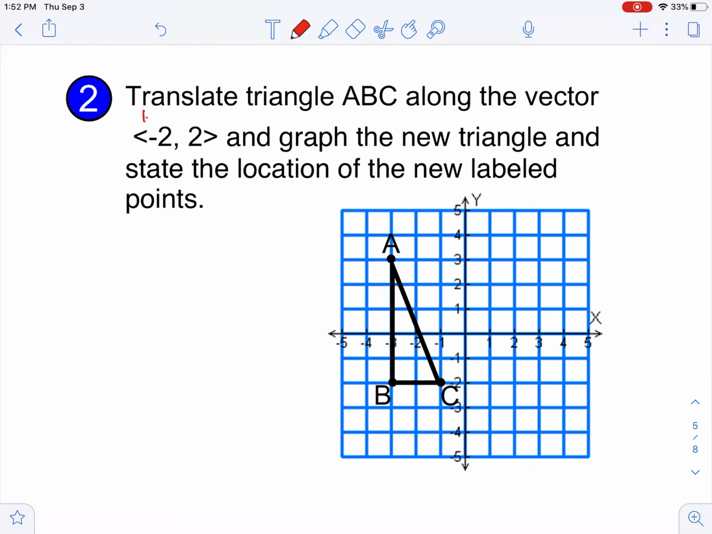Okay, so this means move it left. This means up. Do not confuse these two. It doesn't mean down and to the right. Left or right first, then up or down next.